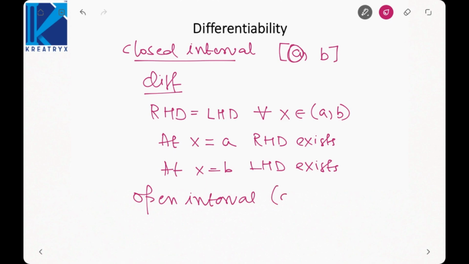Now, similarly, when you talk about an open interval, then actually A and B are excluded from this interval. So no need to care about A and B. We will just say the right hand derivative must be equal to the left hand derivative for all x belonging to A, B. Is it fine? Because all the points that I am considering are lying between A and B, so we can calculate both the derivatives. But since A and B are the end points of the interval, you cannot take any point before A or after B. So that is the problem with the closed interval, and it is not a problem with the open interval.